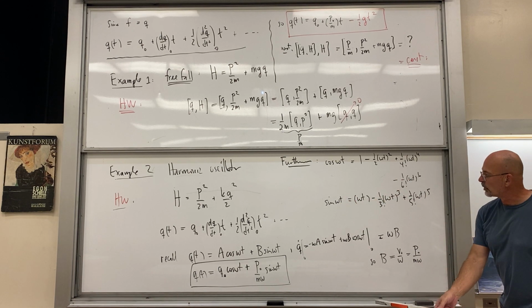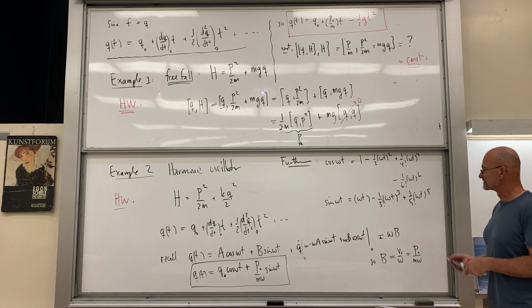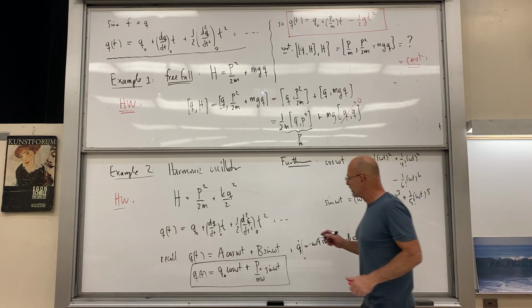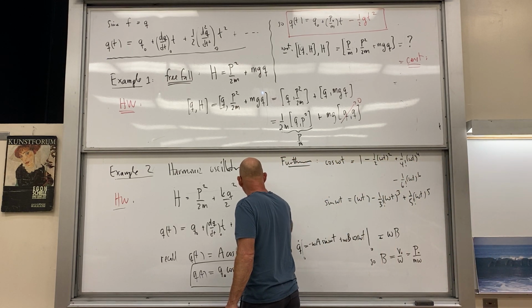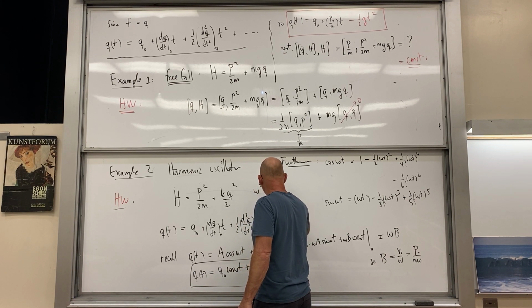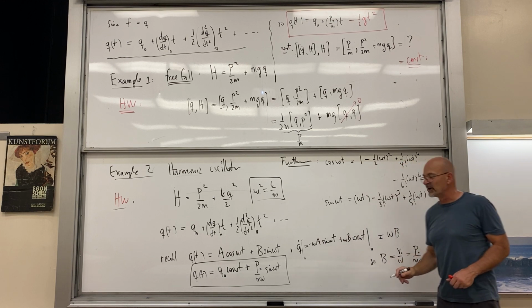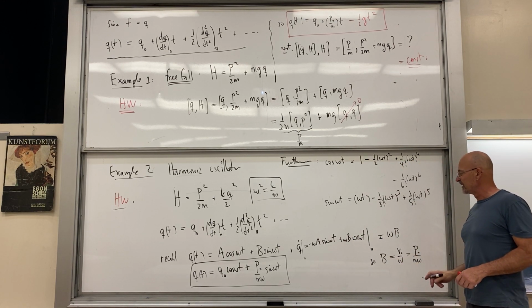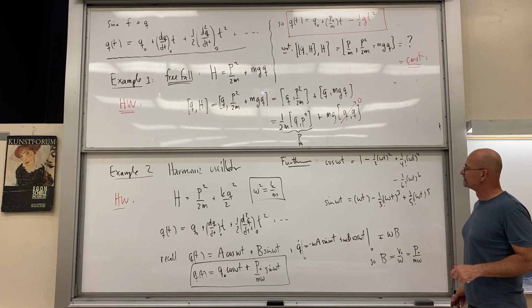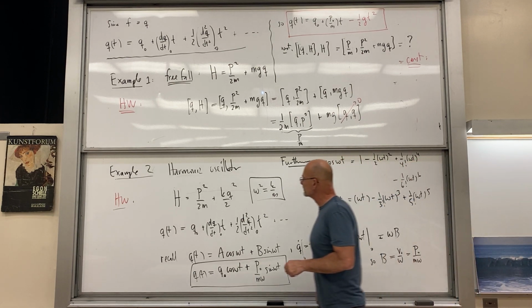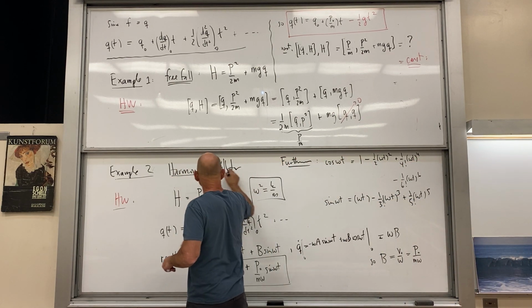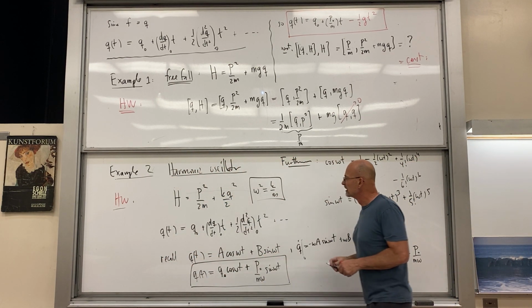Oh, one more thing. What is the omega? We know that omega squared is k over m. So your omega will be root k over m, and that'll all come out. It's a really great problem.